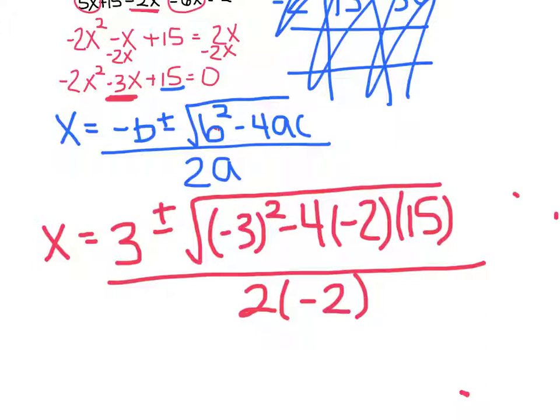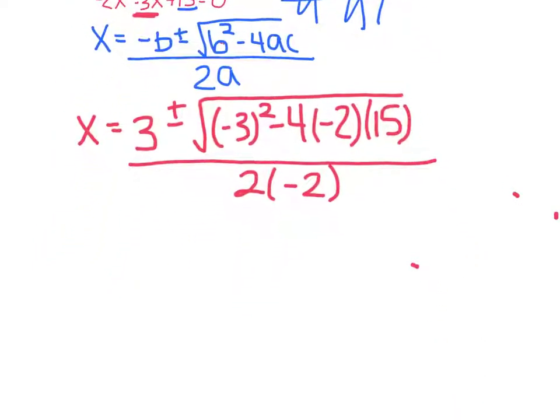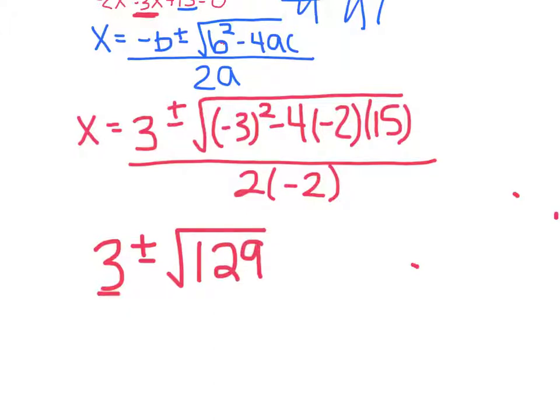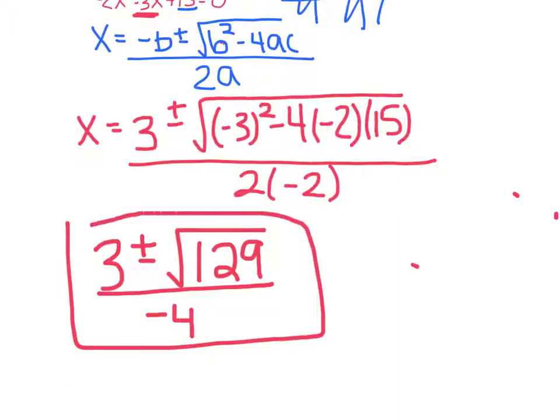Okay, and when I plug this underneath my square root in my calculator, I am getting 129. And since that cannot break down, it's going to end up being 3 plus or minus the square root of 129 over negative 4. Now, since there's nothing that came out of the square root house, we can't factor out to cancel out anything on the bottom. So this right here is our answer.